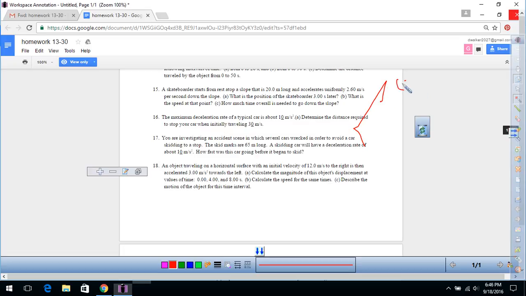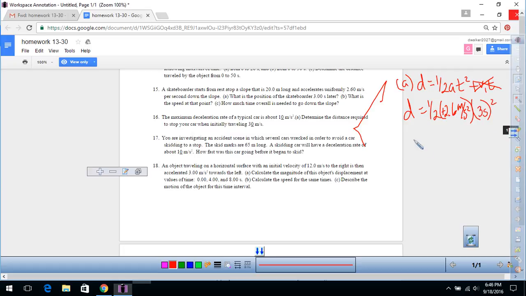Part A. What is the position of the skateboarder? D is equal to 1/2 AT squared plus VIT. Starts from rest, so I can get rid of that. So D is going to be equal to 1/2, the acceleration is 2.6. And I'm going to call that a positive acceleration because I'm going to say down the slope is positive. It's going to go on for 3 seconds. So you can find that distance and say the direction is down the board or down the ramp or positive or however you want to describe it. So that will give you the displacement because we'll have a magnitude in meters and a direction.